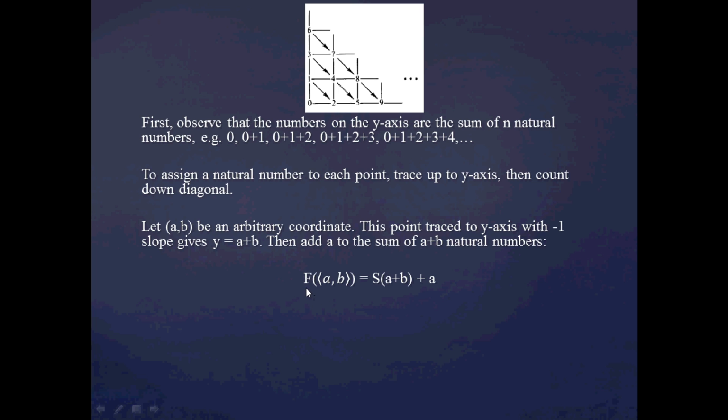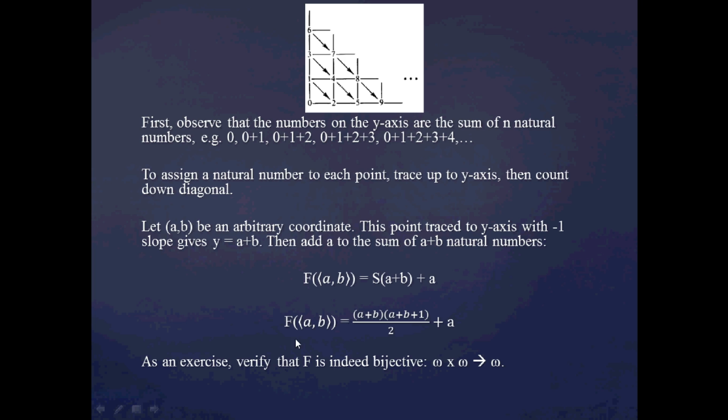So what I'm going to do is say that f of some ordered pair (a, b) is going to be equal to the sum of a plus b natural numbers, plus a, that x-coordinate. And hopefully that makes sense so far. So when I evaluate the sum of a plus b natural numbers, I just substitute that right into the formula. So I get the product of (a plus b) and (a plus b plus 1) divided by 2, plus a.